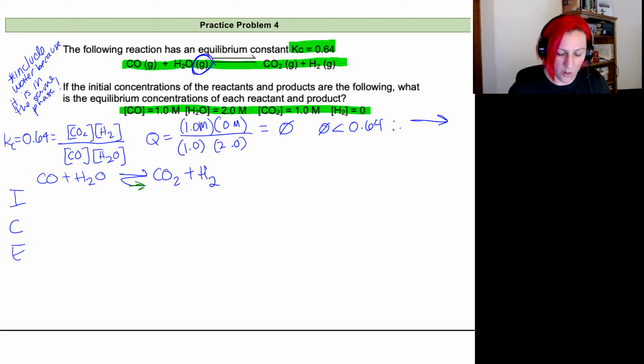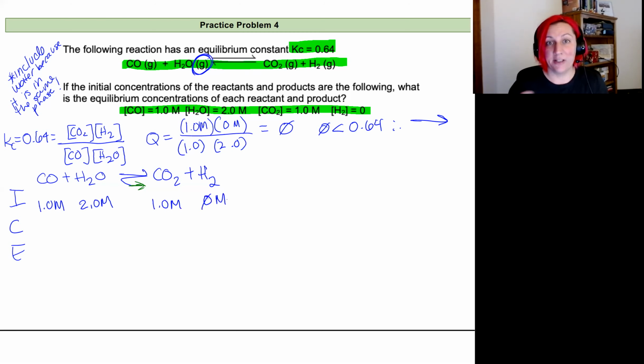So I'm going to go ahead and populate the information that I know here. So I know my initial concentrations. I know that I have 1 molar of my carbon monoxide, so I'm going to put that in, 1.0 molar. I know my water is 2.0 molar. I know my carbon dioxide is 1.0 molar too. And my H2, my hydrogen, is 0.